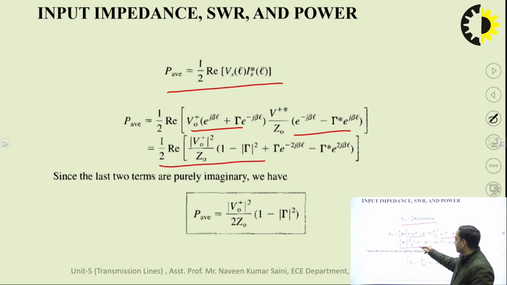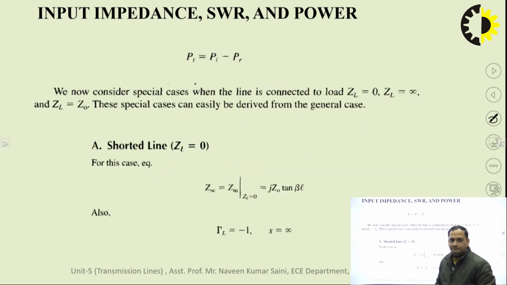Half the real part of this equation is V naught plus squared by Z naught times (1 plus gamma squared plus gamma e power 2j beta L and gamma asterisk, or conjugate, e power j beta L). So the average power is given in this way: V naught plus squared upon 2 Z naught times (1 minus mod gamma squared).